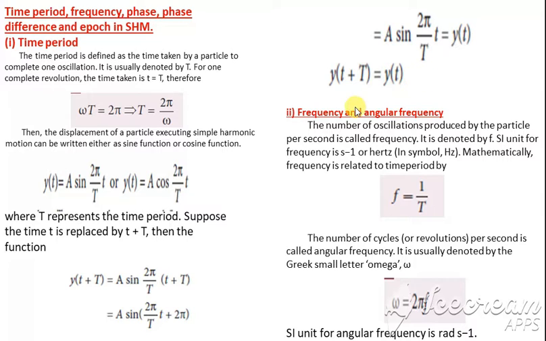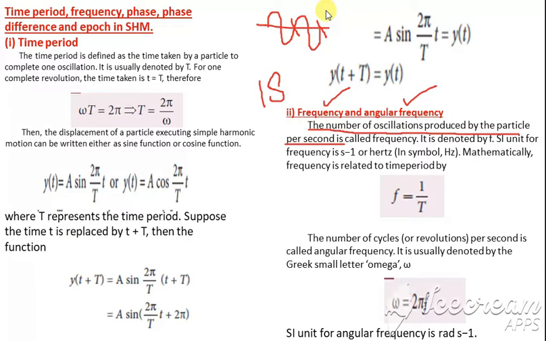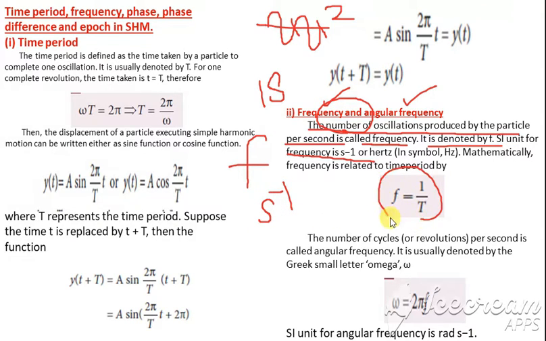Next, we are going to see what is frequency and angular frequency. Frequency is the number of oscillations produced per second. Consider the time as 1 second, and count how many oscillations. Here this is one oscillation, again this is one oscillation, so the number of oscillations is 2. If you count the number of oscillations, that denotes your frequency. So the number of oscillations produced in 1 second is called frequency, and it is denoted by the letter f. The SI unit for frequency is s power minus 1 or hertz, because it is the inverse of time period.